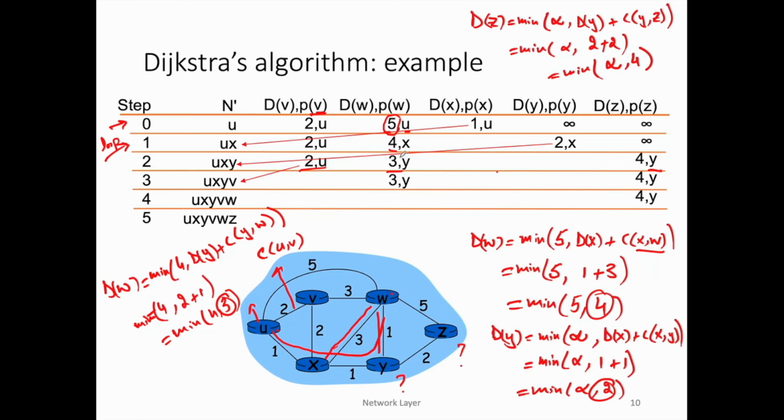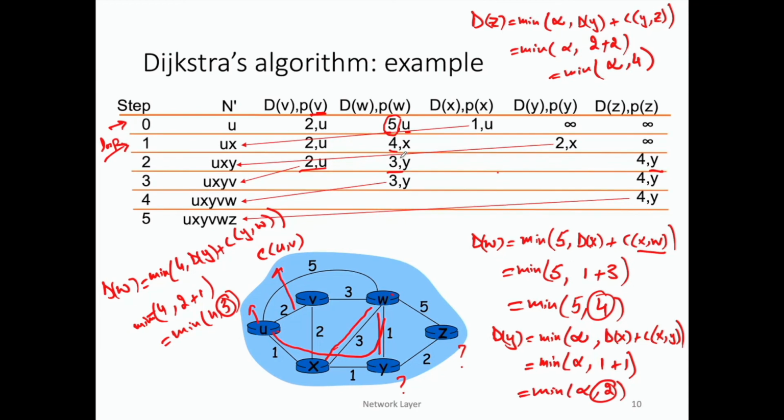Yes, you're right, w. So now I'll add w, and then again, I'll try to find a node that is not in N such that the cost to reach from u to that node is minimum. So that node is, in this case, z. So I will add z into N. So at this point, the algorithm will converge, and we have all the routers in N, right?